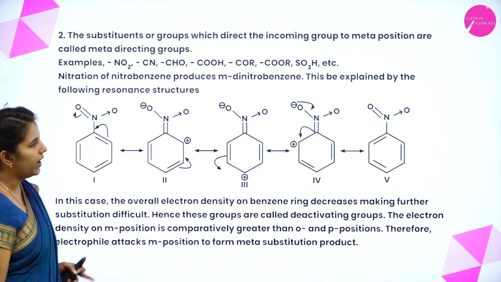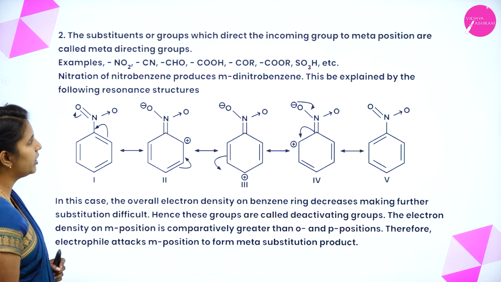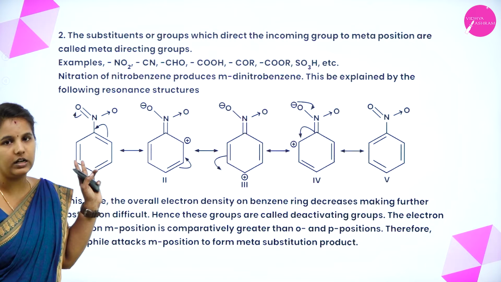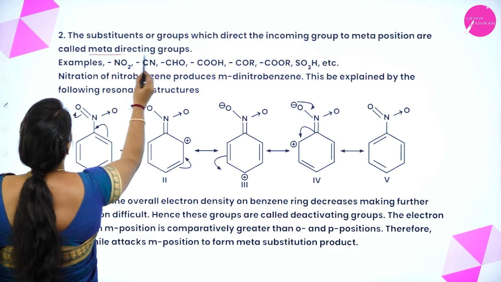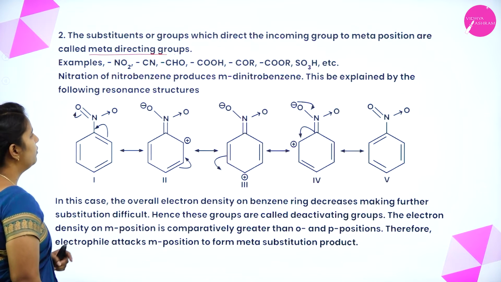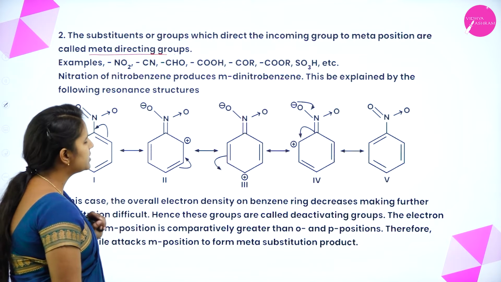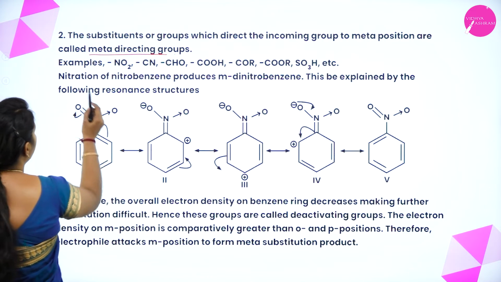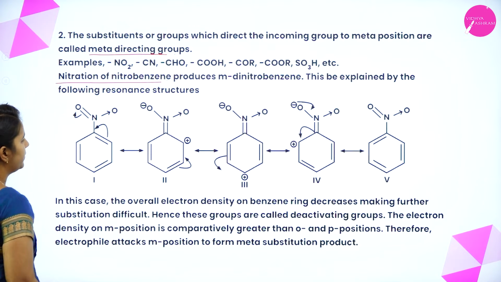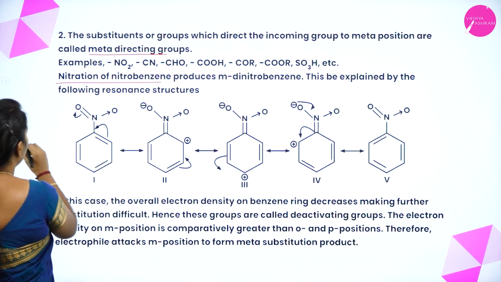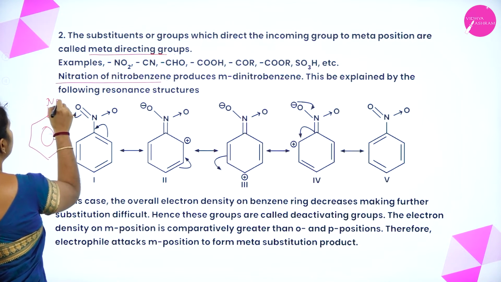We'll see the next one, that is the substituent or group which directs the incoming groups to the meta position. It is known as a meta-directing group. Examples are NO2, CN, CHO, COOH, COR and so on. Here I have taken the example of nitration of benzene, that is nitrobenzene. This is my benzene ring which has the NO2 group.